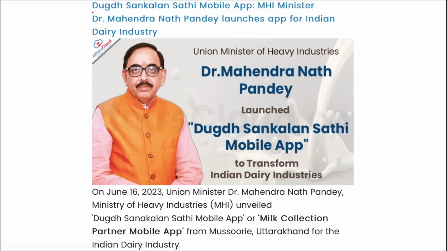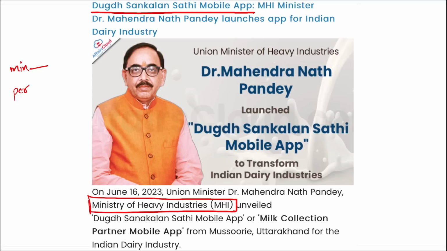Next is the Dugdh Sankalan Sathi mobile application. This is the name of the mobile application that was recently launched. Which ministry launched it, and which person launched it? If the name of the ministry is asked, it is the Ministry of Heavy Industries. First question. Next, name the person who launched this Dugdh Sankalan Sathi mobile application.